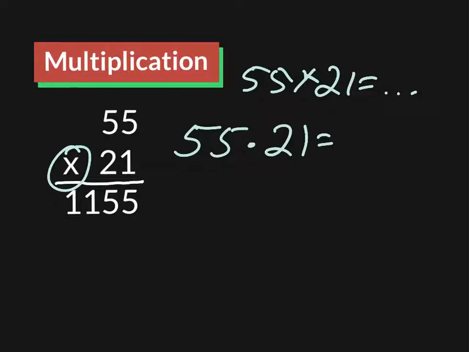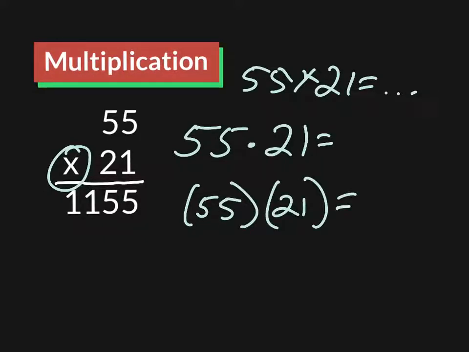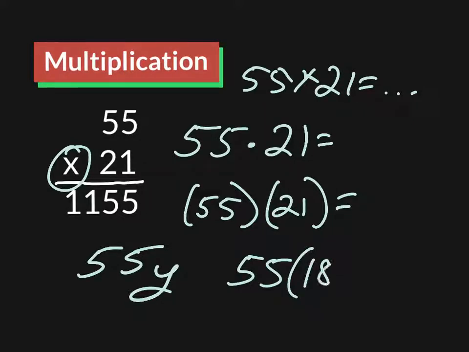Another way is to have things beside one another. For example, here we have some parentheses, and this also means 55 times 21. Also, if you were to write 55y like this, that means 55 times y. Or if you were to write 55 times the result of 18 times 3, all of those things mean times. The x and the dot, and whenever you just put things beside each other without any other kind of sign given.